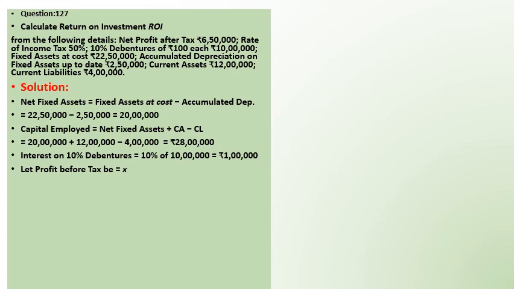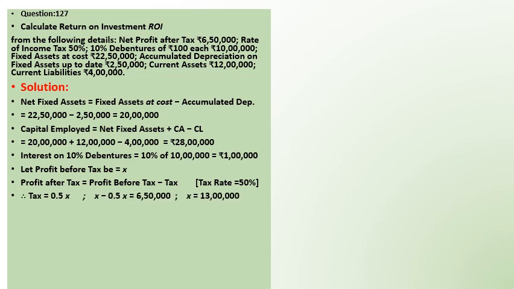So let profit before tax is equal to x, and profit after tax is equal to profit before tax minus tax, and tax rate is given 50%. So now tax is 0.5x. So by solving this one, we'll get profit before tax is equal to 13 lakhs.